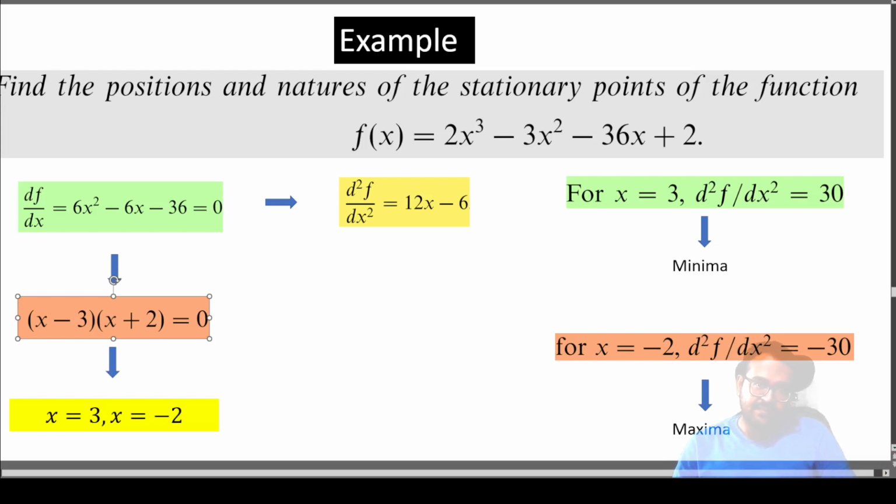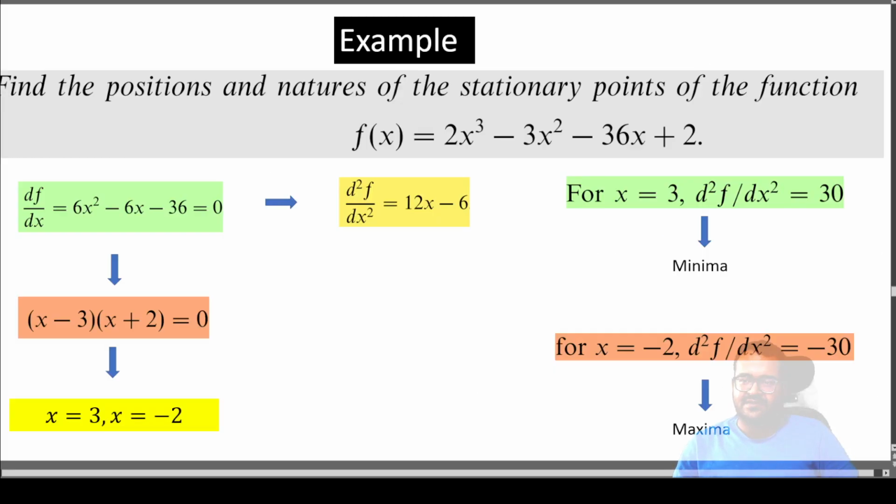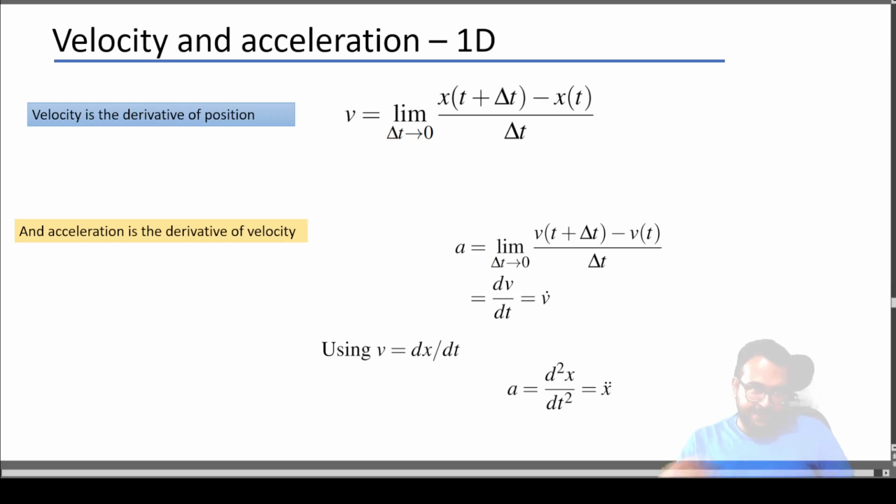Then you check the sign of your double derivative, d squared f/dx squared. For x equals 3, your double derivative is 30. So this will be a minima. For x equals minus 2, your double derivative is minus 30. Maximum, for a maximum, double derivative is less than 0. For a minimum, double derivative is greater than 0. So you keep in mind, this will be the maximum, this will be the minimum. As simple as that.